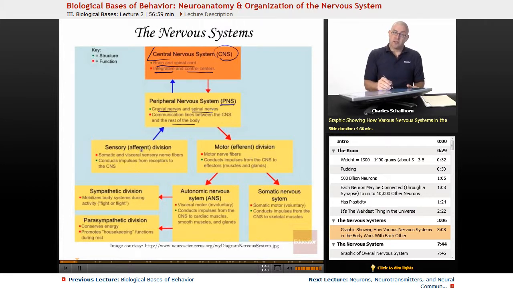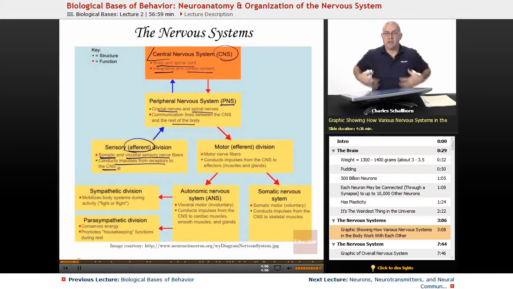We've got the sensory nervous system, otherwise known as the afferent nerves, and that's going to be the somatic or body movement nervous system, and the visceral sensory nerve fibers, and they will conduct impulses from receptors to the central nervous system. So out here in our senses, in our hands, in our arms, in our chests, our backs, our legs, all of those are sending signals up to the brain. How are things affecting you? Affect.